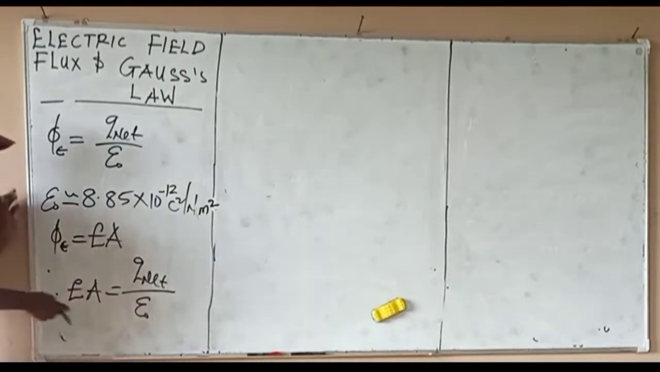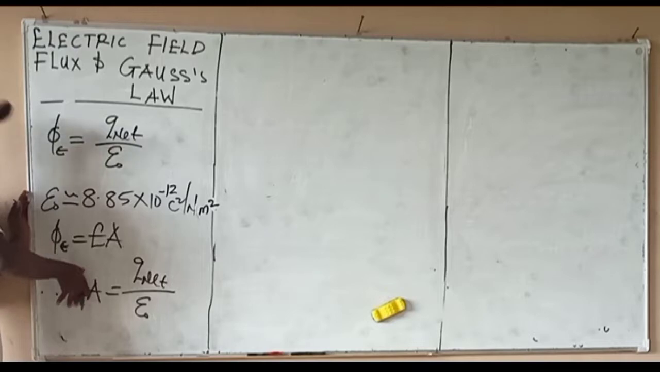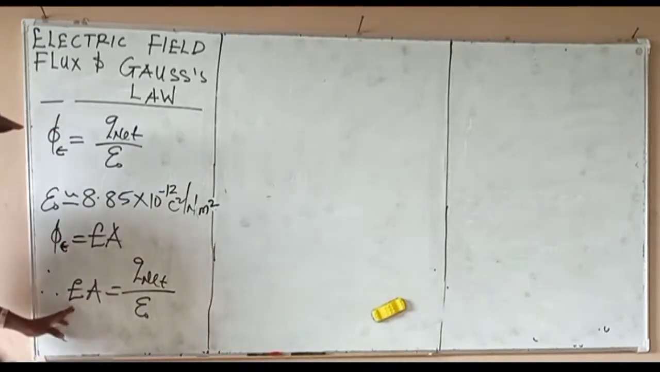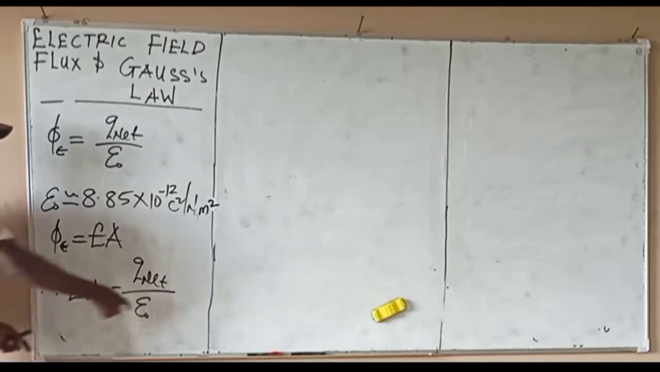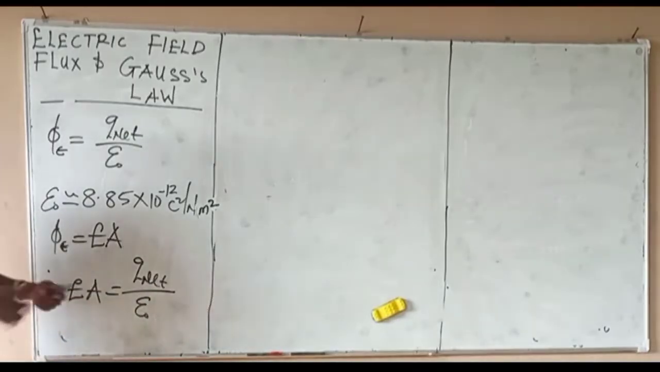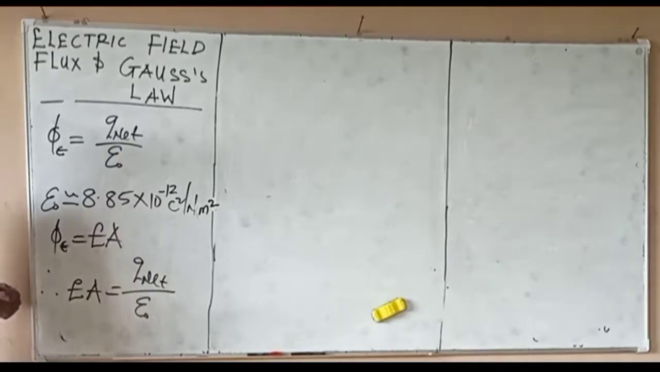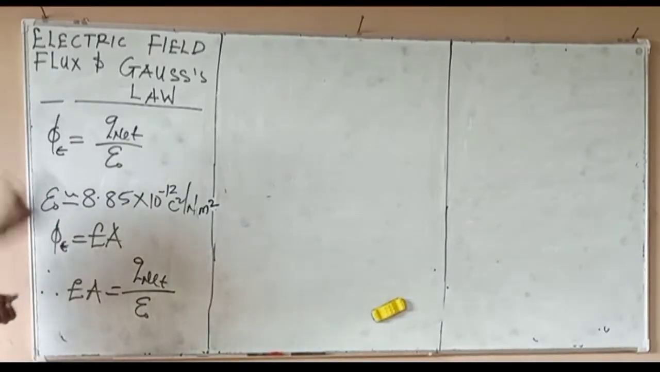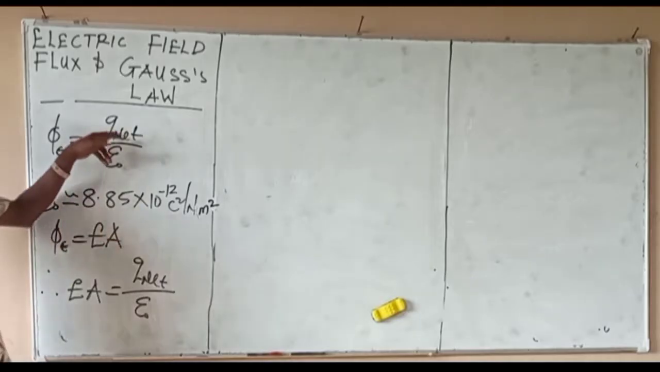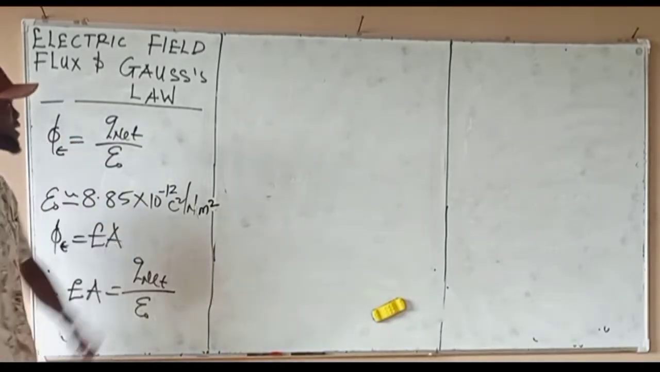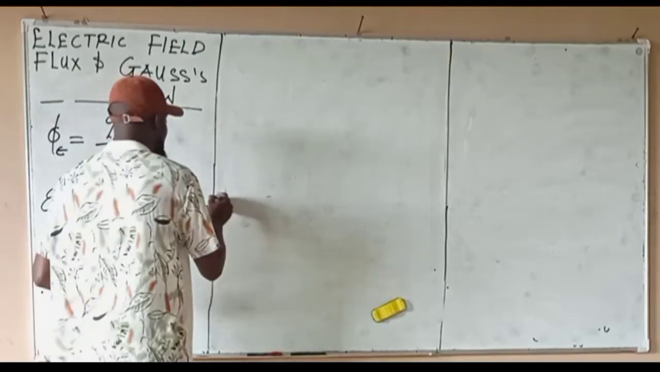So if I want to calculate any field of any surface now, all I have to do is to divide the net charge by the area and epsilon naught, which is permittivity of free space, if I can calculate the area of that surface. But if I want to calculate any field flux of a given surface and I don't know the area of the surface, I can use this formula if I know the net charge on that surface.